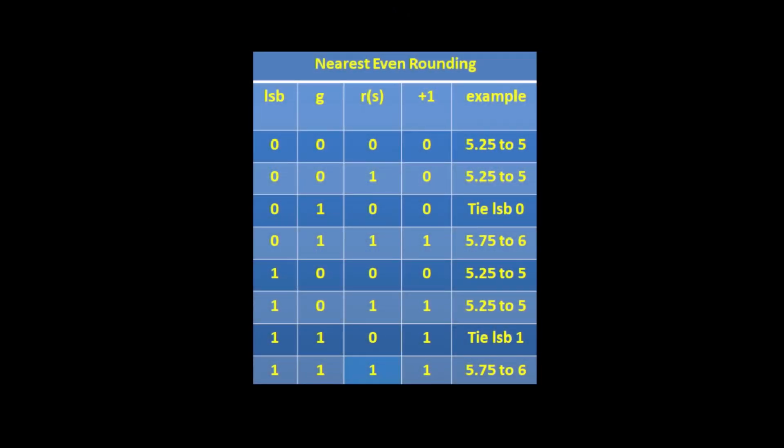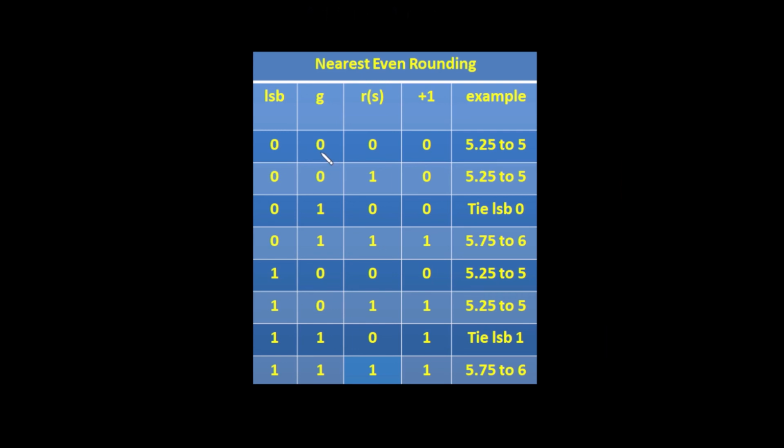So here's our truth table that we're going to be using for the round to nearest even. We're going to have the three inputs: the least significant bit, the guard bit, and the round bit. And remember, the round bit is just the ORing of all of the sticky bits. We're going to have the output here, so either we add one on to the result, or we don't add one. And you can see I've written an example on the right hand side here which describes each of them.